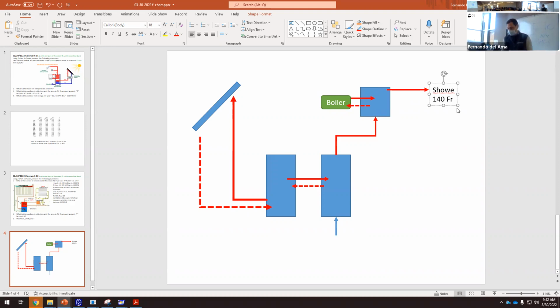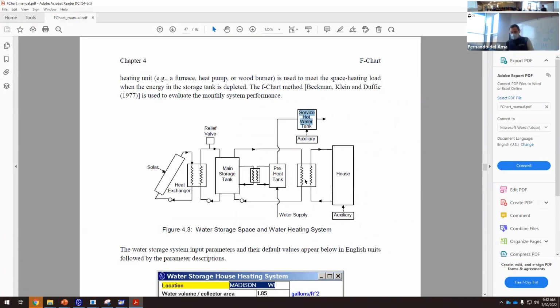We have shower. So the temperature here will be 140 Fahrenheit. What else? So there's another heat exchanger connected to the main storage tank, and this is connected to the house itself. So this is not a tank, this is the radiant floor system.